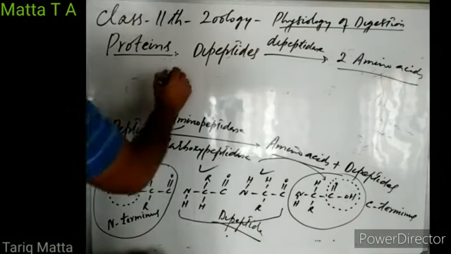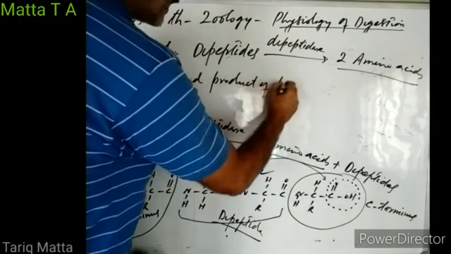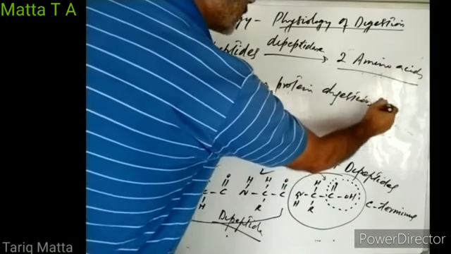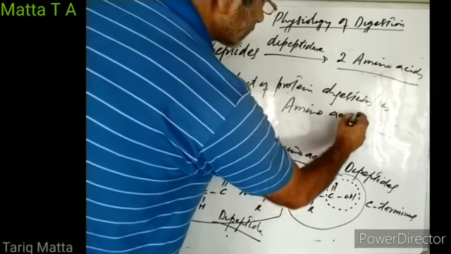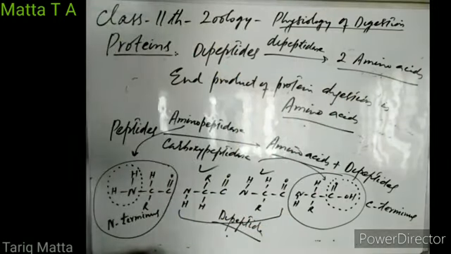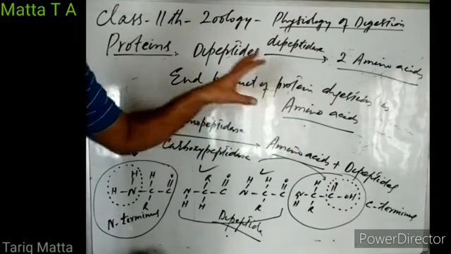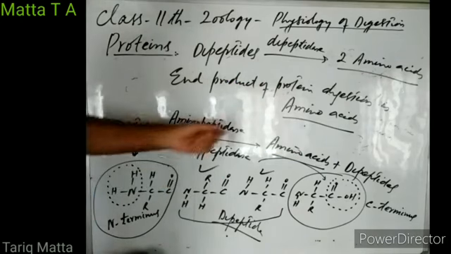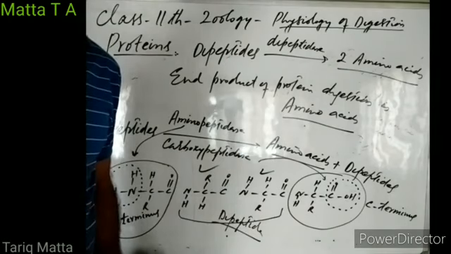So in this way, the end product of protein digestion is amino acids. All the proteins which we consume in our food will finally be converted into amino acids in a stepwise manner, first in the stomach, then in the intestine, with the help of different enzymes, and at the end amino acids will be produced. So that is all about the digestion of proteins. Thank you.